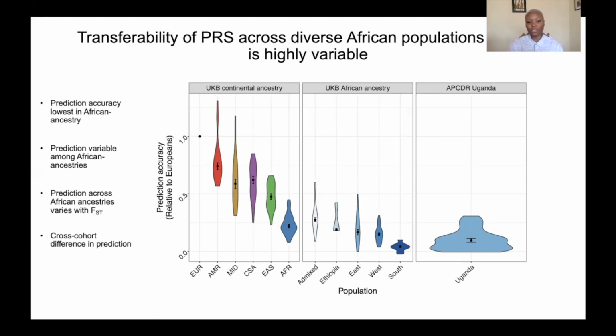across African ancestries, with prediction accuracy being the highest in the admixed group and lowest in the Southern African group. We also observed a 2-time difference between prediction accuracy in Ethiopia compared to the Southern African group. When we looked at prediction accuracy in the Uganda cohort, there was low prediction accuracy in general, but there was also a difference in prediction accuracy in the Uganda cohort compared to the Eastern samples in the UK Biobank, consistent with cross-cohort difference in prediction accuracy.